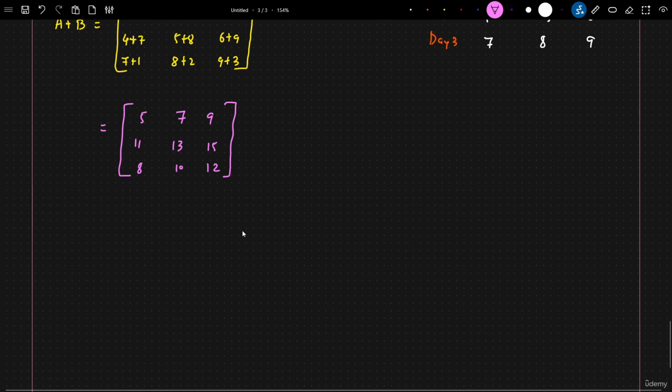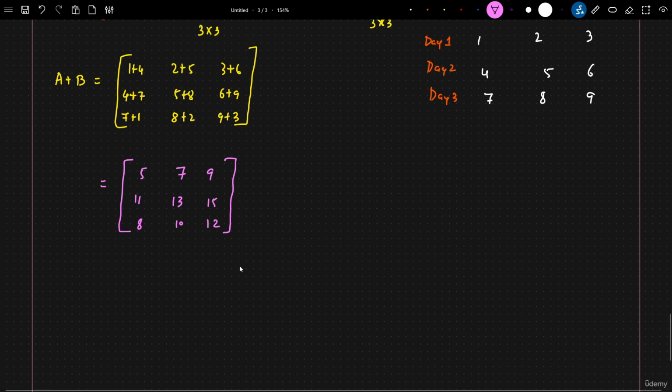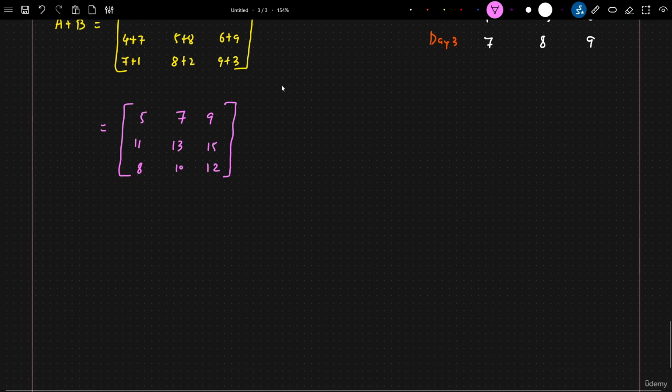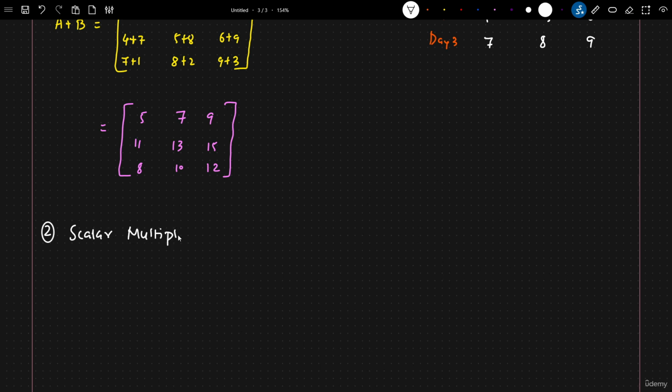Now coming to the second type over here, which we are specifically going to discuss. Matrix addition is done. So now we are going to focus on matrix scalar multiplication, okay? So here, the second technique that we are basically going to see is nothing but scalar multiplication. Okay, now let's go ahead and check this out.